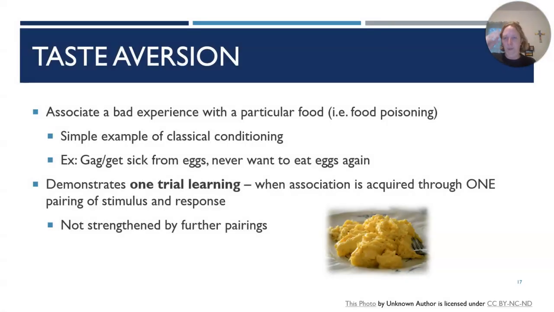Okay, taste aversion is one of the simplest types of classical conditioning because it is also what we would call one trial learning. So taste aversion is when we associate a bad experience with a particular food. So perhaps we experience food poisoning. So this is a super simple example of classical conditioning.